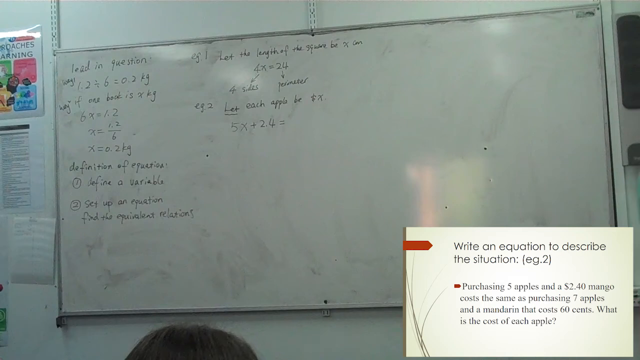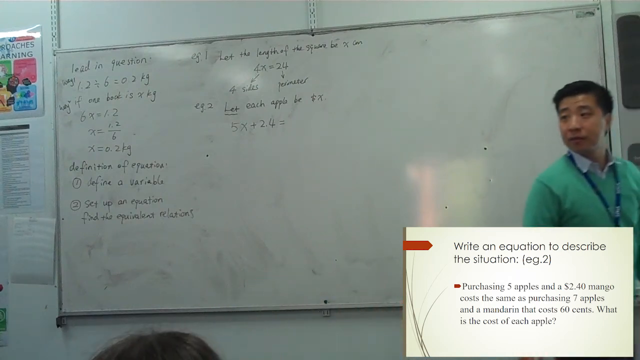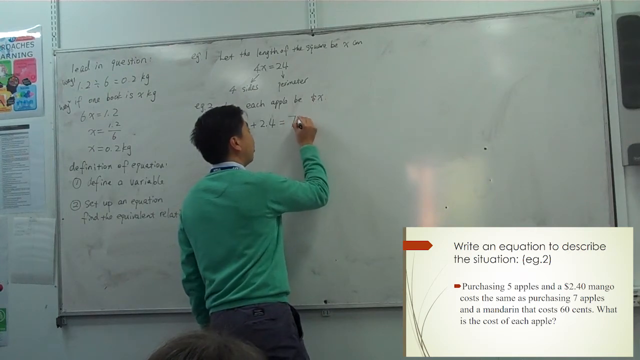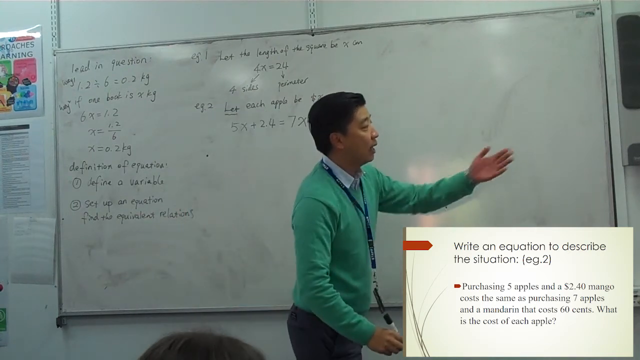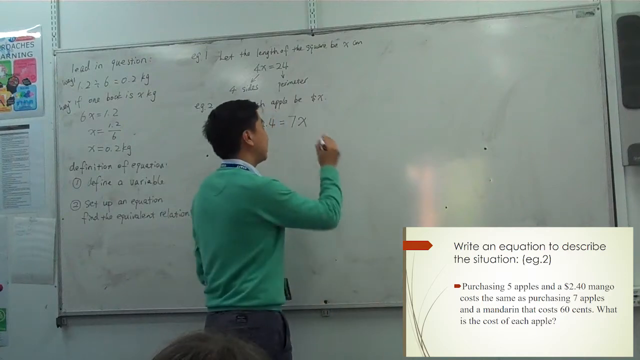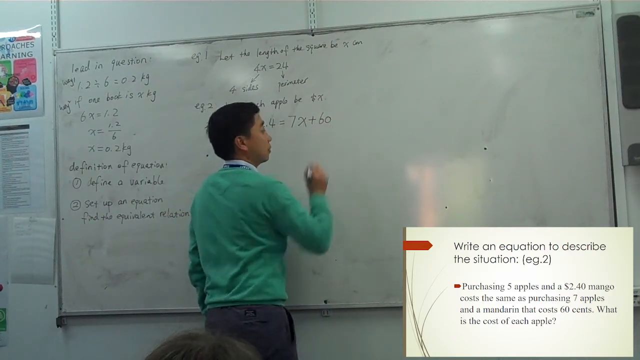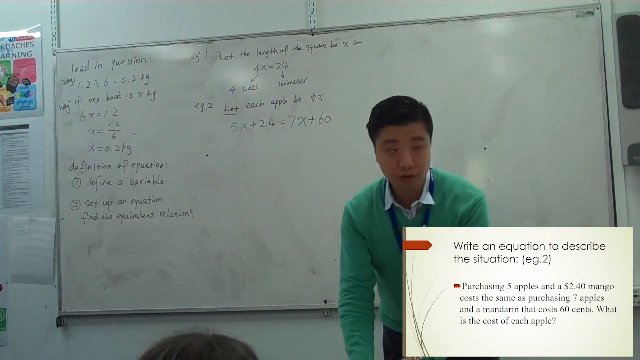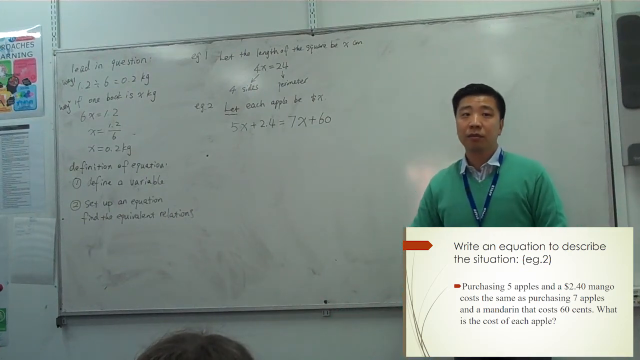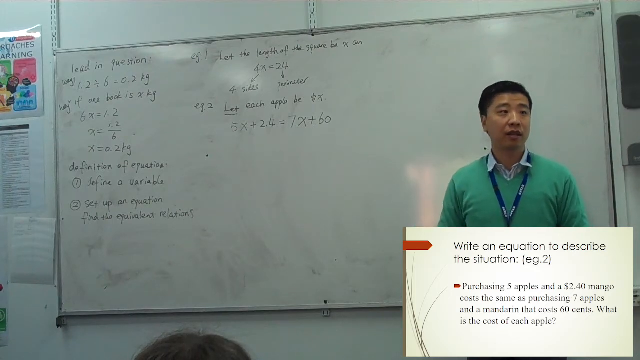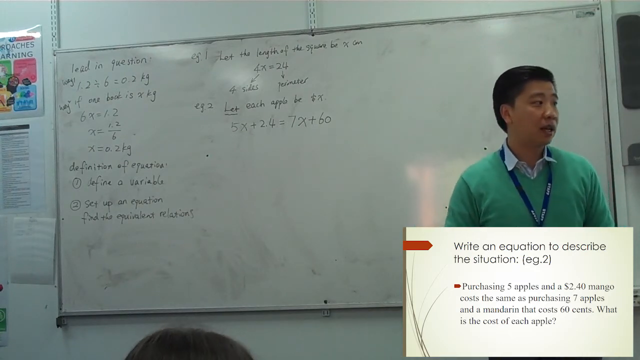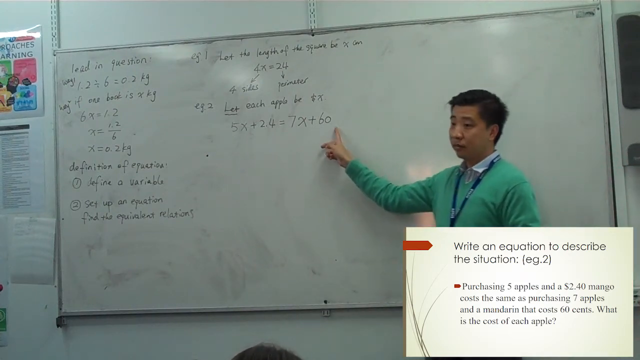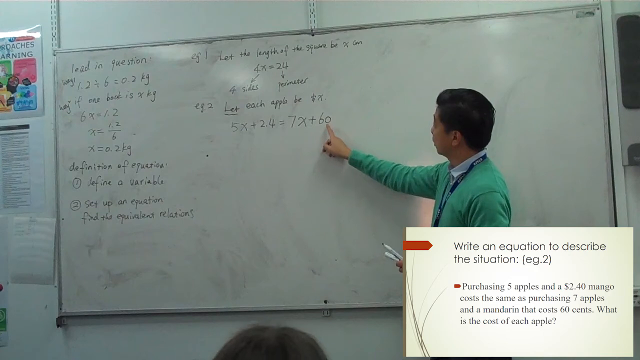Now, purchasing 7 apples. 7x, good. So 1 apple is x, 7 apples will be 7x. And a mandarin that costs 60 cents. Shouldn't it be 0.6? Oh, some people put up their hands and want to say something. What's wrong with this? Sorry? It looks like $60.